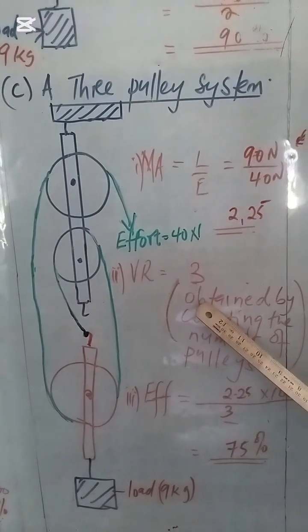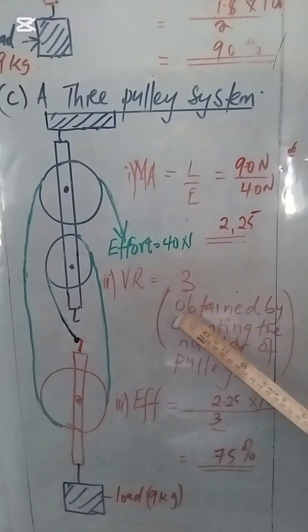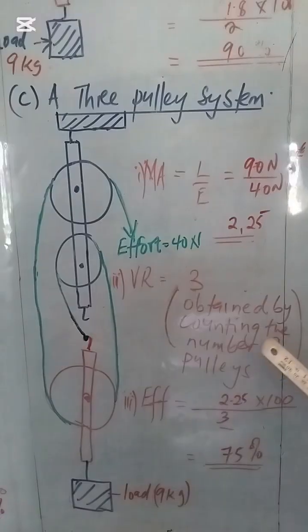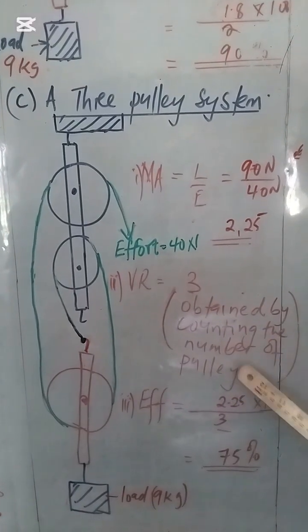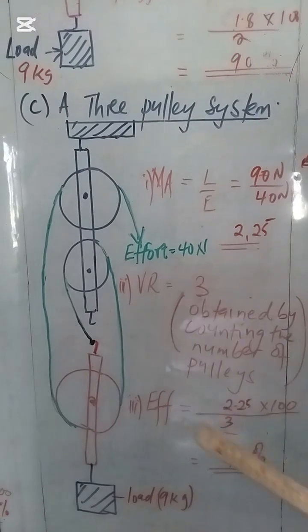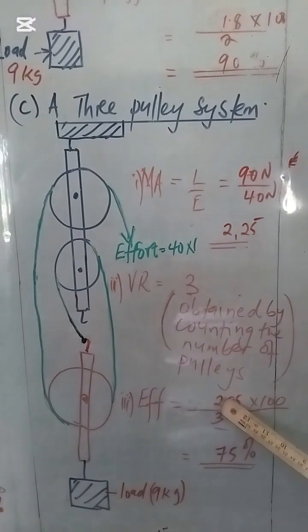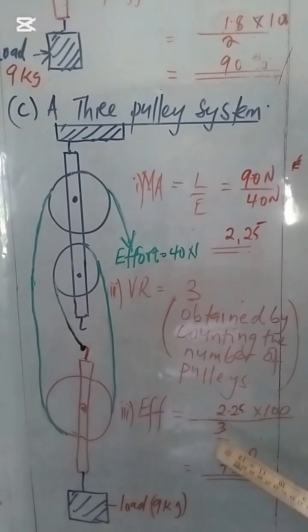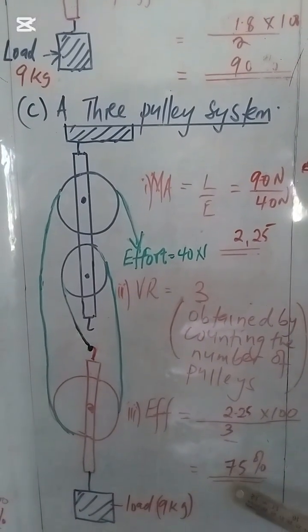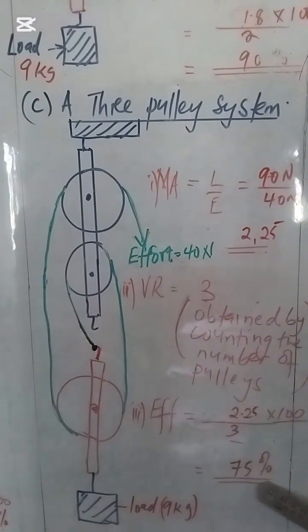How do you get VR of pulleys? You obtain the VR by counting the number of pulleys. Then efficiency, like before, MA over VR times 100, which is 2.5 over 3 times 100, and the efficiency is 75%.